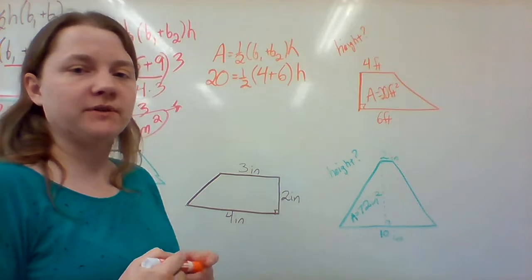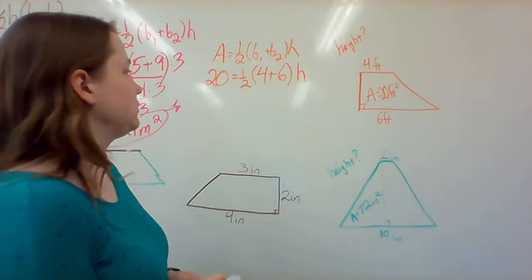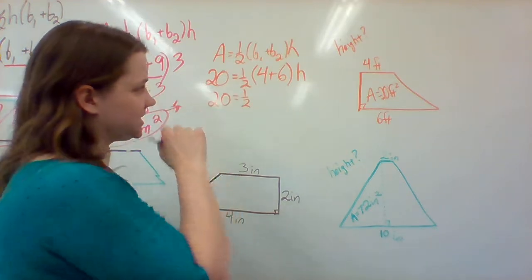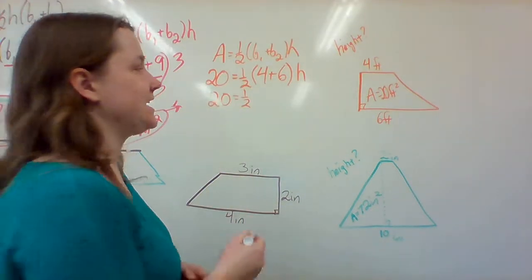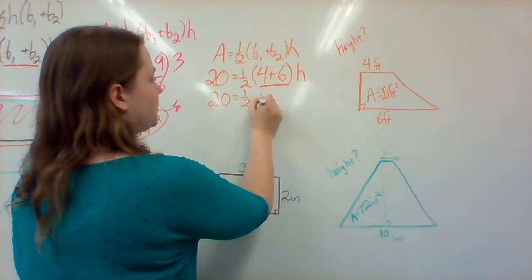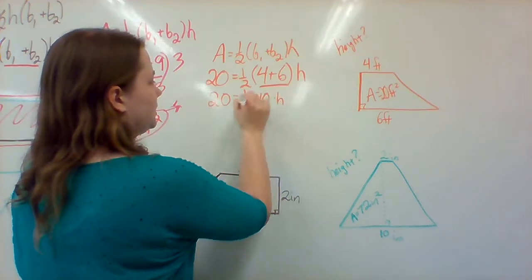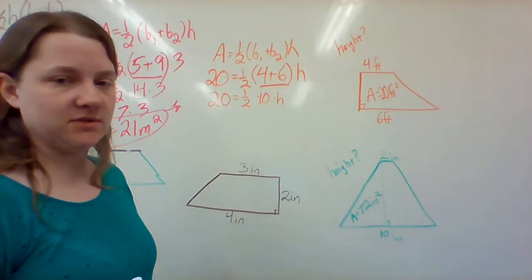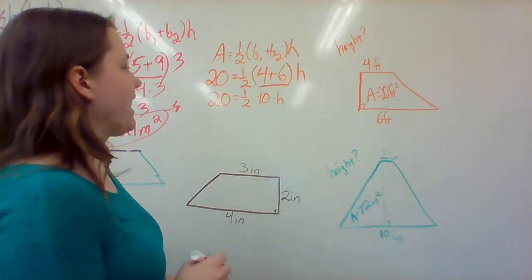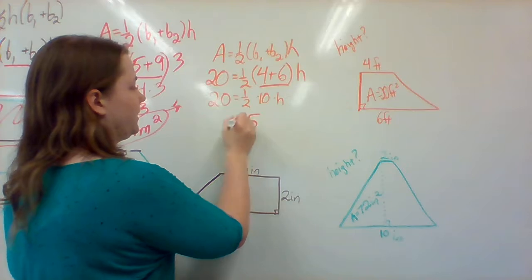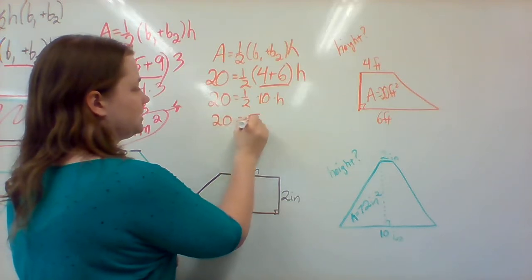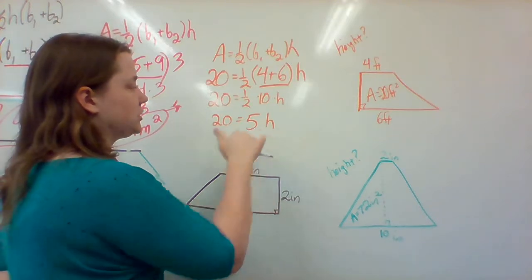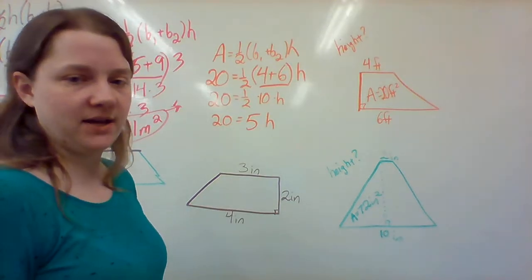Now I'm going to solve for as much as I can in this situation. 20 is going to stay the same. 1/2 will stay the same for right now. 4 plus 6 is 10. So I'm going to add 4 plus 6 and get 10. So now I have 20 equals 1/2 times 10 times h. So let's find 1/2 of 10, which is 5. Copy down everything I didn't touch. And now I have 20 equals 5 times h, or 20 equals 5h.